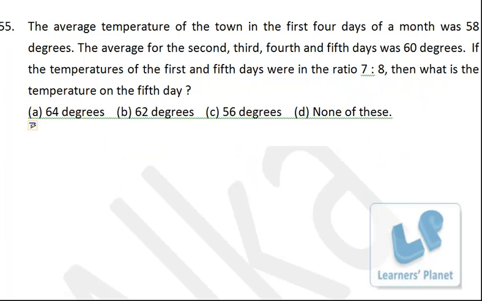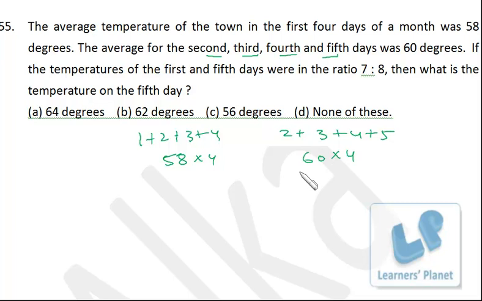The average temperature of the town in the first 4 days of a month was 58. The average for the second, third, fourth and fifth was 60 degrees. If the temperatures of first and fifth days are in the ratio 7 to 8, then what is the temperature of the fifth day? Okay, so the total of first 4 days is 58 into 4. Right, so that is first plus second plus third plus fourth, and here second plus third plus fourth plus fifth is equal to 60 into 4, right? So if we deduct this from this, we'll be getting the difference between the temperatures of 5th day and 1st day.